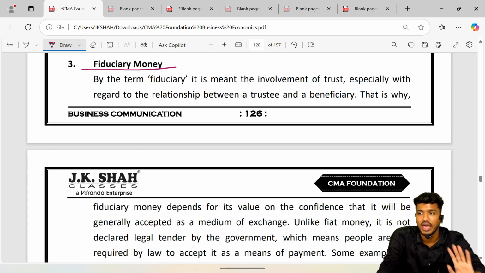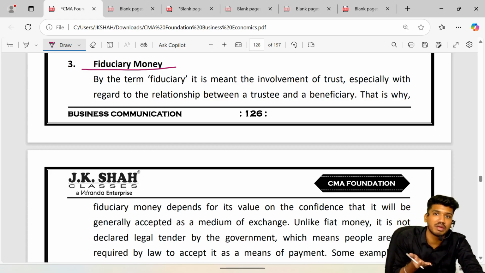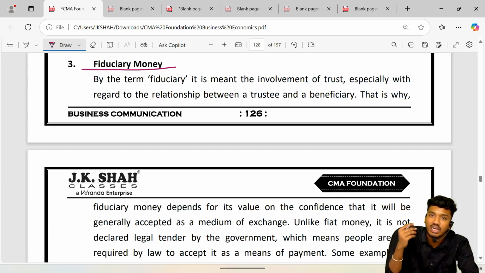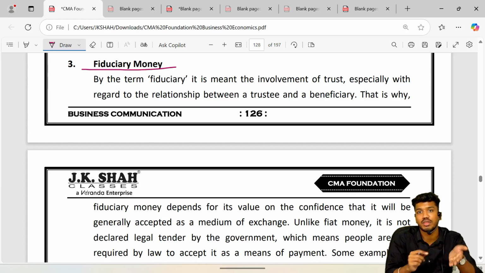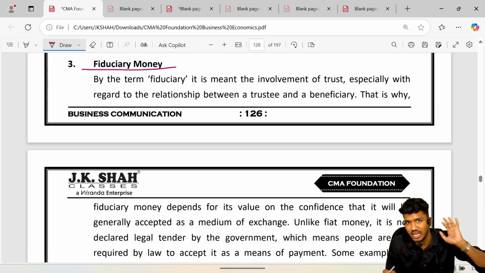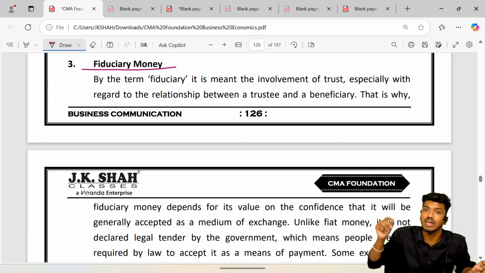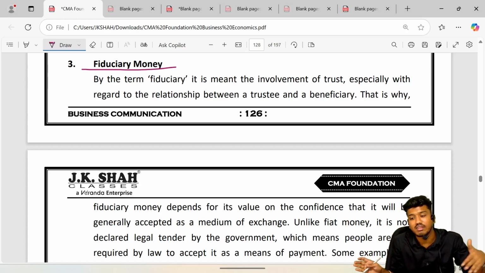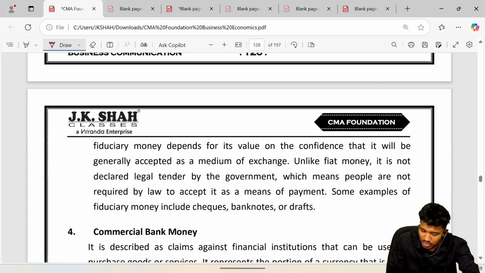I'll tell you how. Example, I want to take admission in a coaching class. So I went to them and said I'm going to pay through check. So with the check, basically they are keeping trust in me, that there is a fiduciary relationship between us. That is, they trust that this person who is giving me a check will clear the check or honor the check. That way. So fiduciary money is money which lies upon trust. It is not a legal tender, but it is a form of optional money. So that way you can accept.